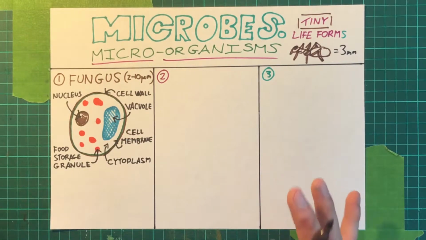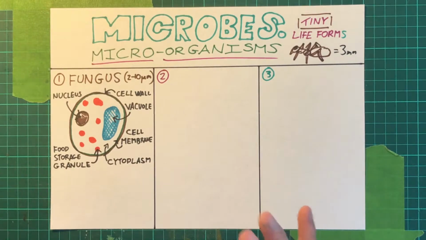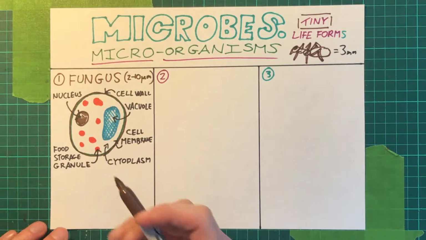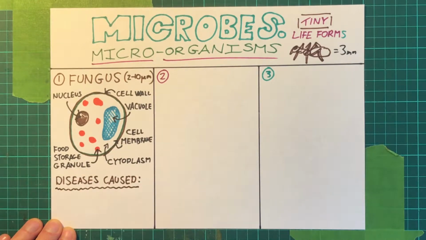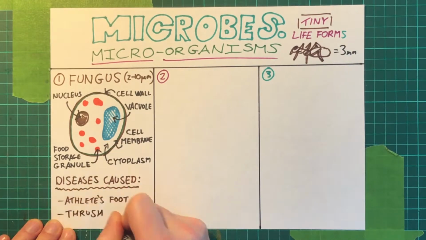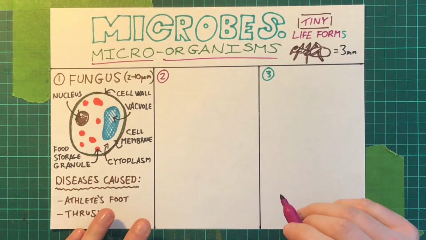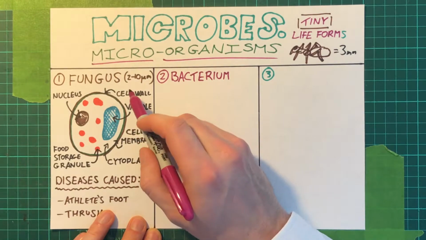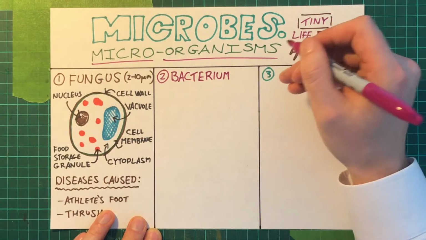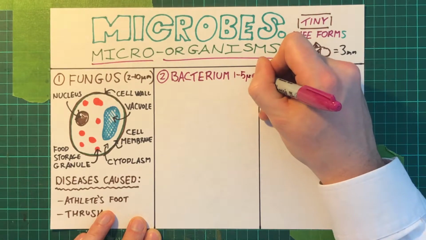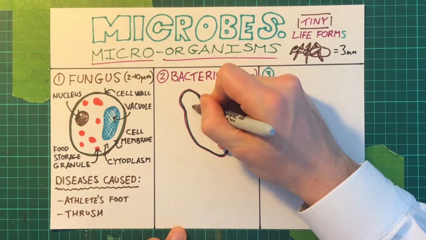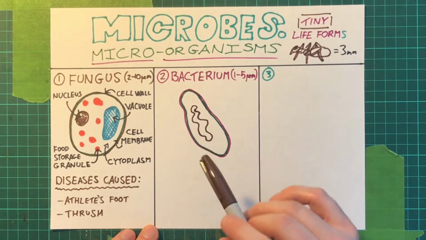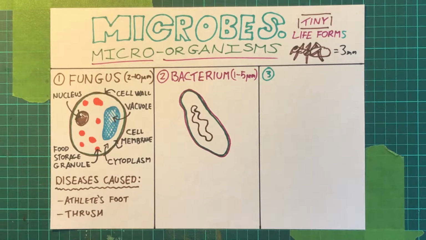Now, the important thing to know about microbes is that they're often associated with diseases. In humans, a fungus can cause diseases such as athlete's foot and thrush. Now the next type of microbe is bacterium. So if fungus are between 2 and 10 micrometers, bacterium are between 1 and 5 micrometers. So again, we have a cell wall, a cell membrane, and a circular chromosome, which contains the genetic information, which in the fungus is contained in the nucleus. So there's no nucleus with bacterium, just a circular chromosome.